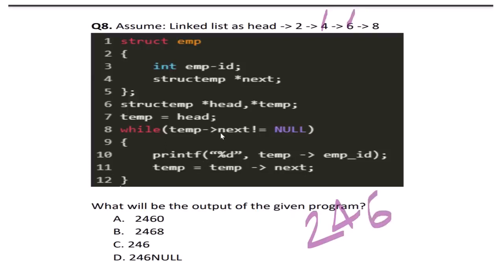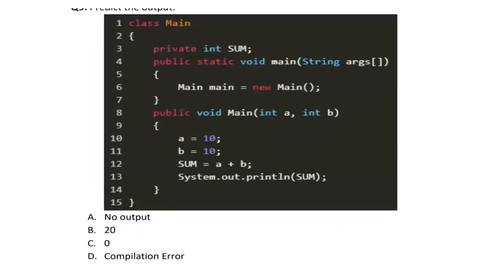Now is next of 8 equal to null? When we are at 8, next of 8 is actually nothing, so it is null. When this becomes true, the loop will not go inside and will terminate. So the correct output would be 2, 4, 6. Please remember, it won't be 2, 4, 6, 8. Please dry run, and only then mark. So the correct output would be 2, 4, 6.